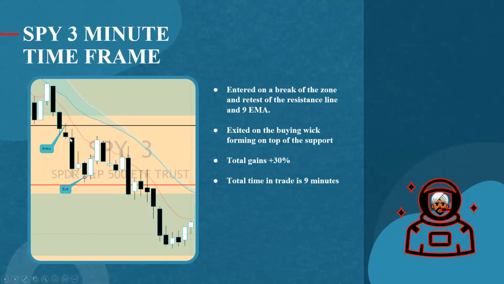So I got in here. I got out right here on this support line. This is a 4-hour support line. I took that for 30%, but as you can see, you could have taken this zone to zone, right? I was in this trade for roughly 9 minutes. So kind of a guess because 3, 6, 9, I got out here, so like roughly 9 minutes, right? 30%. It was easy, stress-free.